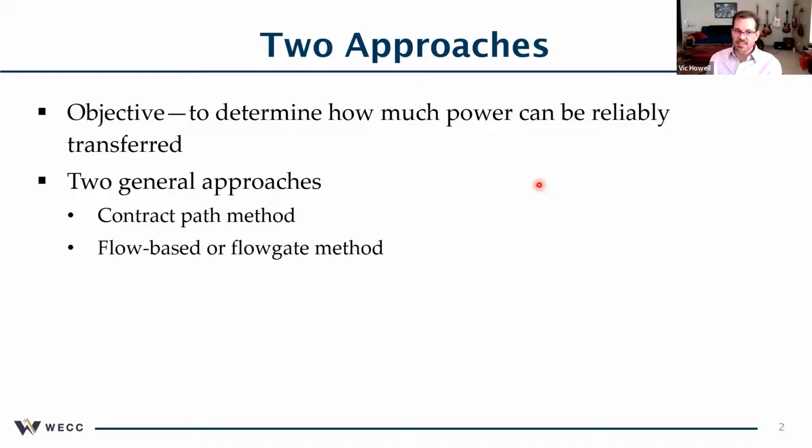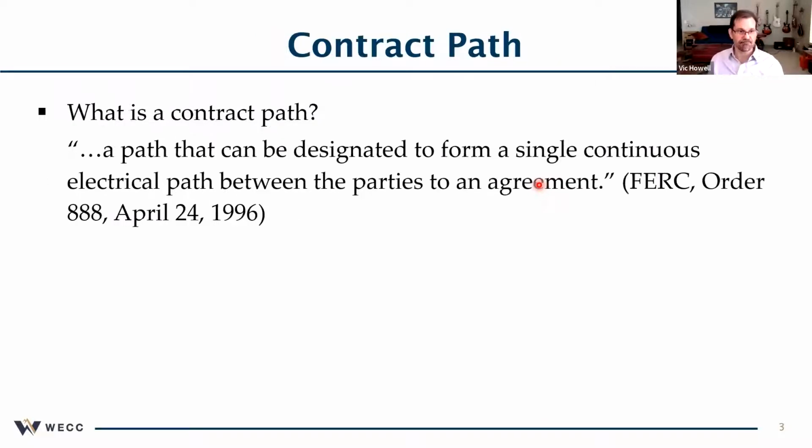What we generally see is that the contract path approach is widely utilized in the Western Interconnection, whereas the flow-based or flow gate method is more widely used in the Eastern Interconnection. That said, there are entities in the West who are moving to a flow-based methodology. So let's talk a little bit about contract path. First of all, when we say the term contract path, what do we even mean?